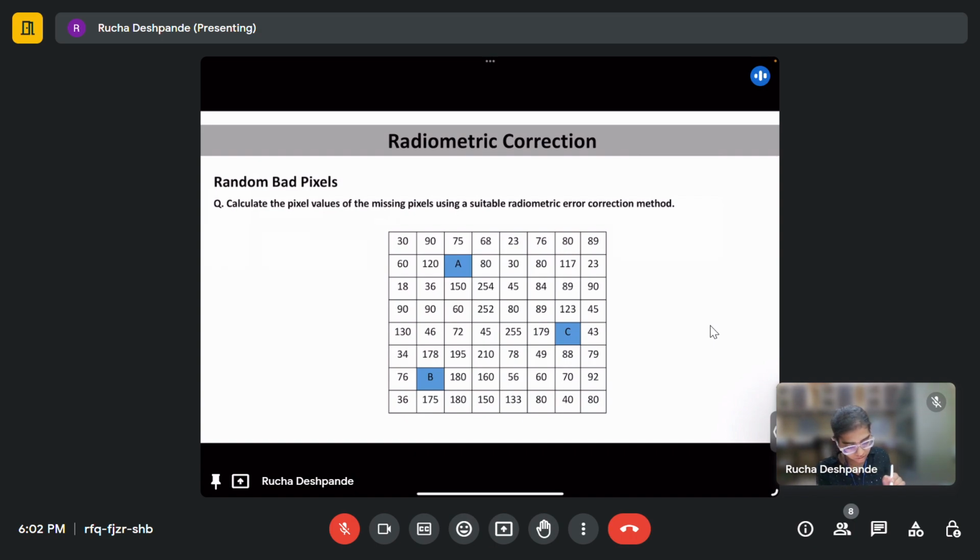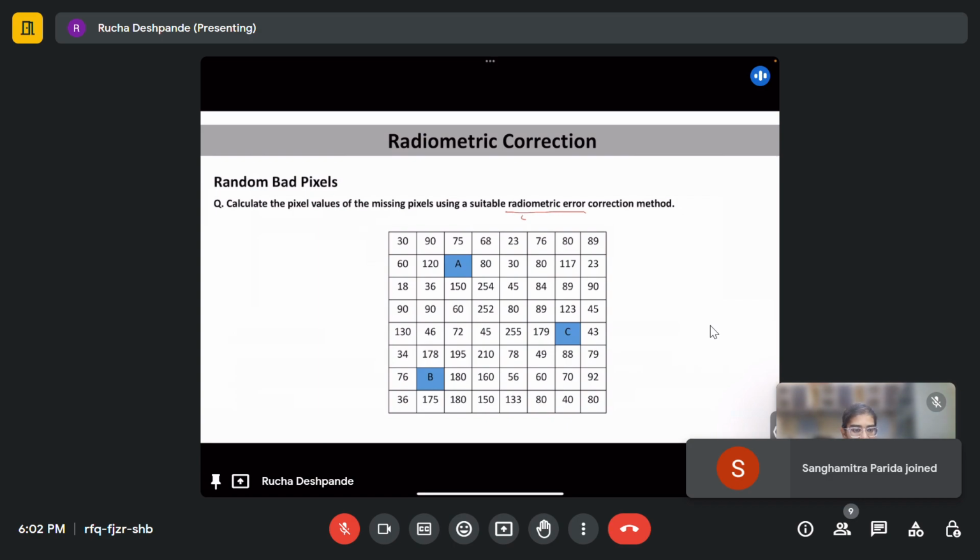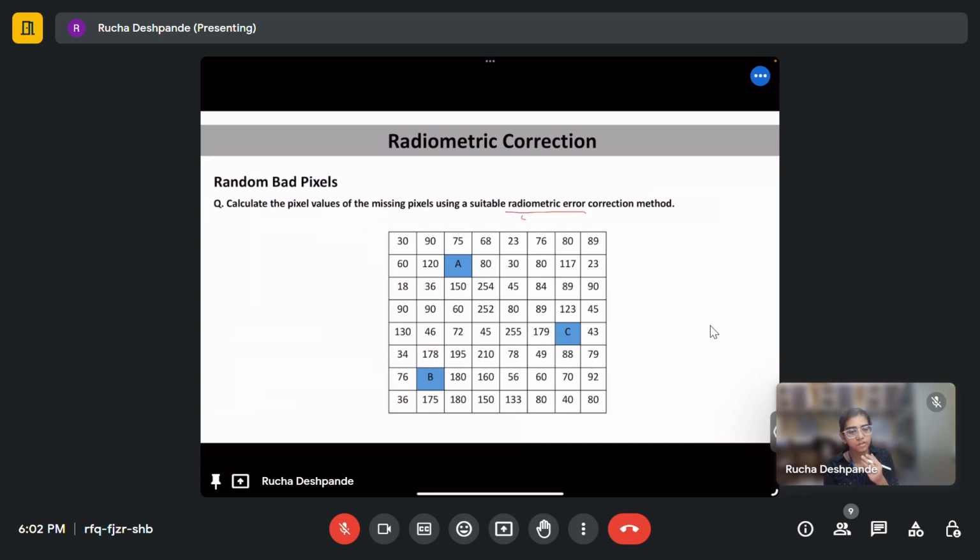First of all, as we know, radiometric errors arise due to errors in the sensor itself. If one or several of the detectors in the sensor stop working or go out of calibration, then radiometric error arises. Radiometric errors are of different types, like random bad pixels, line start or stop problems, line or column dropouts, partial line or column dropouts, or other errors which were mentioned in the lecture.